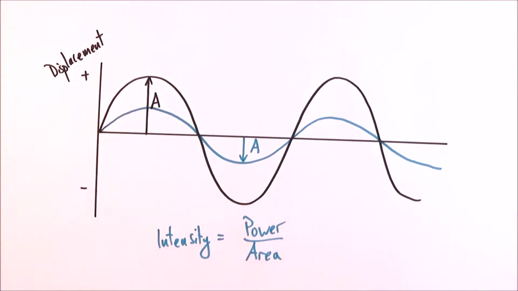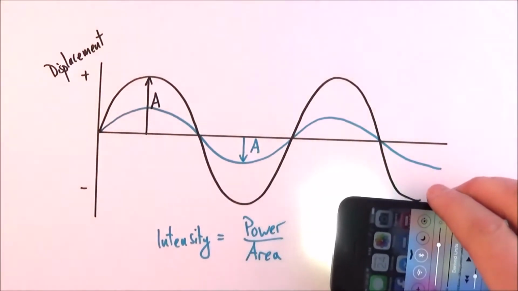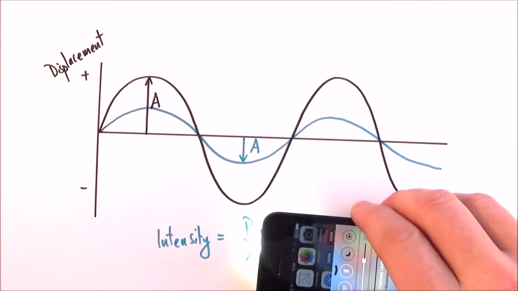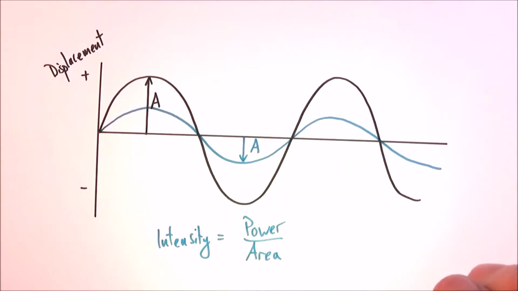So if we think about intensity, I maybe have the light on a phone. Now if I put all of that energy onto one small area, it's going to be quite an intense brightness. As that energy is spread out over a larger and larger area, we can say that the intensity of the light is going to be less and less. So the intensity equals power over area.